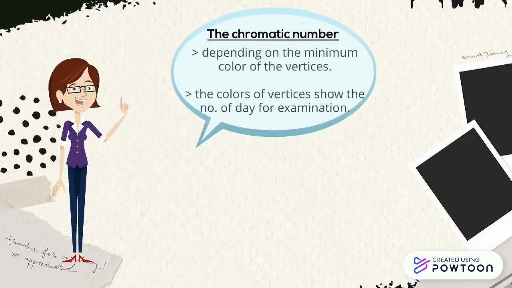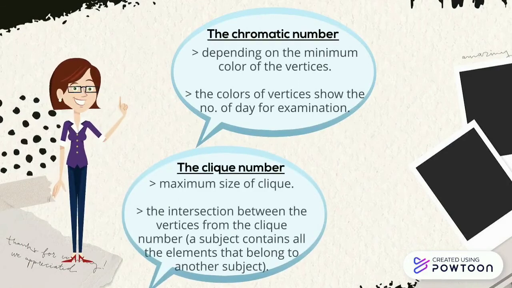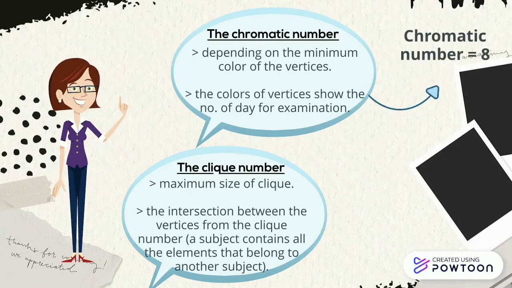The chromatic number is dependent on the minimum colors of the vertices. The colors of the vertices show the number of days for the examination. For the clique number, it is the maximum size of a clique, the intersection between the vertices. From the clique number, a subject contains all the elements that belong to another subject. For this study, the chromatic number is 8, while the clique number is 7.